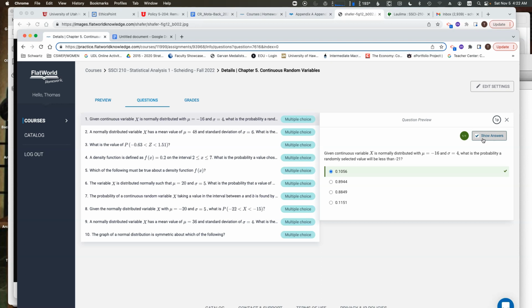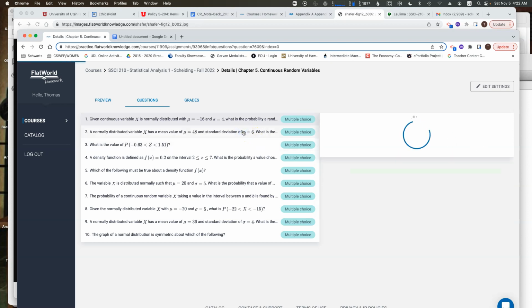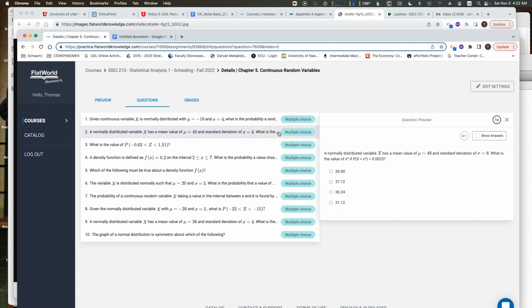So, let's just keep doing it this way then. If you follow my logic there of how I talked it through, you're going to be good to go. Let's go with the next one here. So now I've got a normally distributed variable with mean value of 48, standard deviation of 6. What's the value of x star such that the probability is 0.0025? Okay, so again, I like to try to think of things graphically first. What do we have going on here? Here's our mean value of 48.